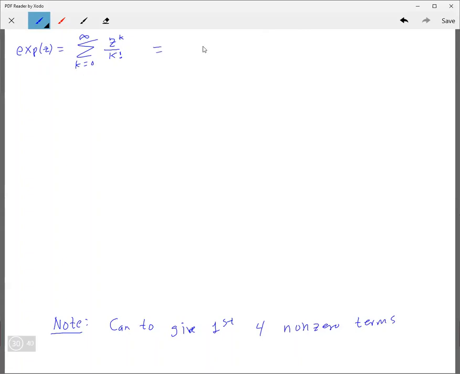You could write it out like 1 plus z squared over 2 plus z cubed over 3 factorial. If you do that, that's even better, but you don't need to. And then plus dot, dot, dot. If this is the answer, I'll accept this right here as the answer. Okay, so that's what that means.